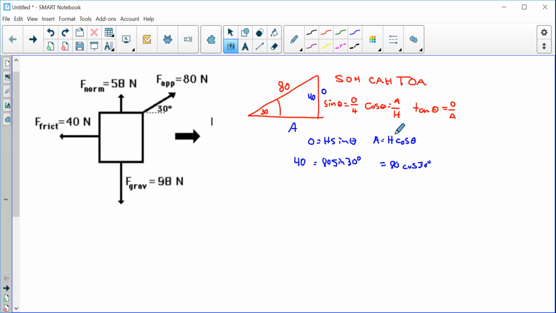So what answer did you guys get? Let me see. 69.3, I think that's what I saw. Yeah, 69.3. So this is going to be 69.3 in our x direction. So we're going to put that right here, 69.3. So we have these two values now.